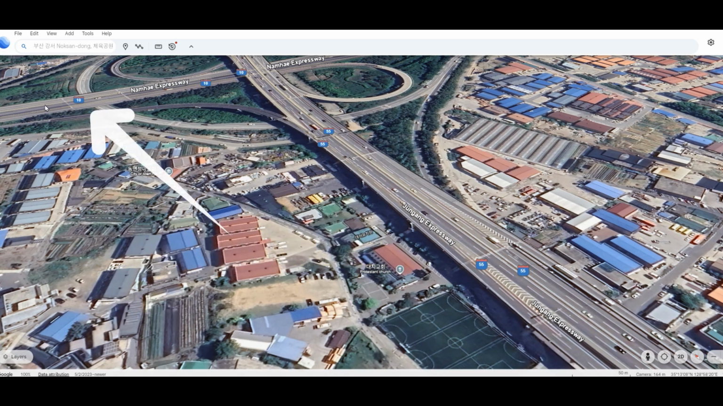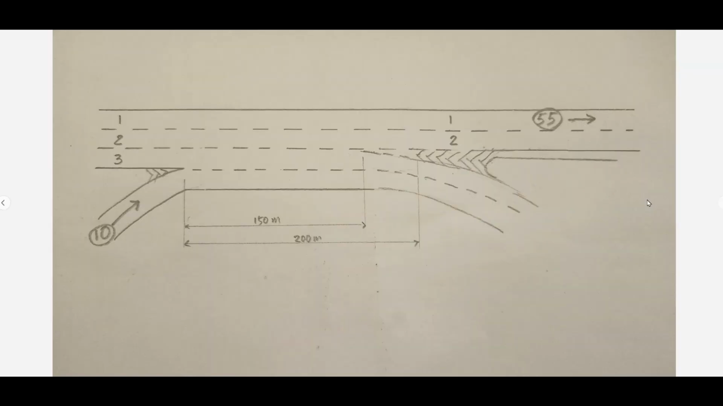On the left upper corner, you can see Highway number 10, Namhae Expressway. And from north to south, Highway 55, Jungang Expressway. In Daejeo Junction, to join Highway 55 from Highway 10, you have to follow this ramp. For a better understanding, I drew the Daejeo Junction. From left to right, Highway 55. On the left hand side, you can see the ramp from Highway 10. There are 3 lanes in Highway 55 before merging with Highway 10.